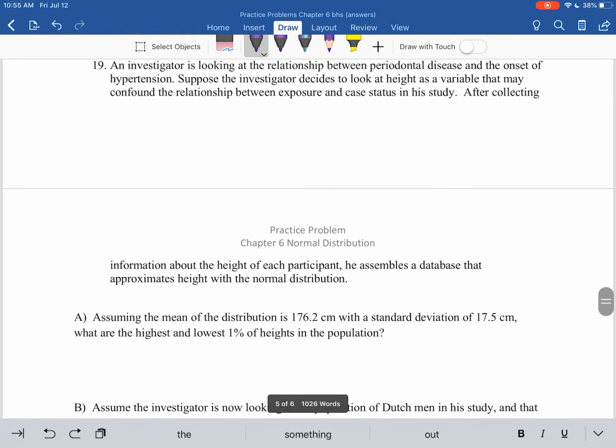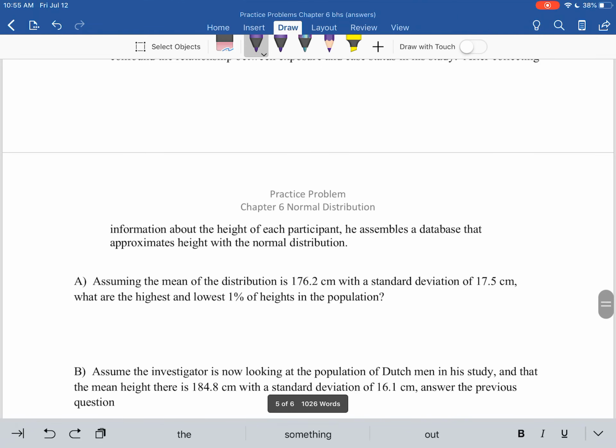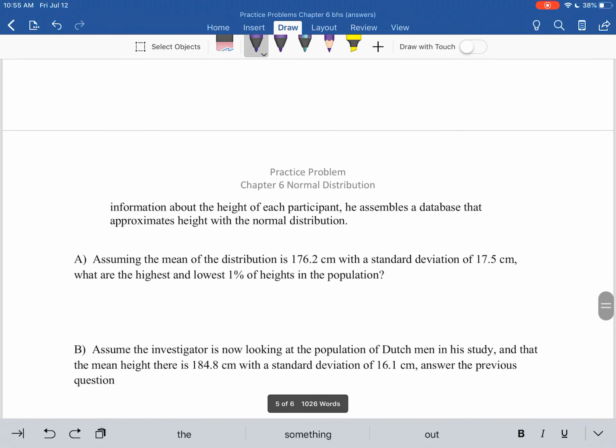An investigator is looking at periodontal disease and onset of hypertension. And so part A has us assuming the mean of the distribution is 176.2 centimeters with a standard deviation of 17.5. We want to find the lowest 1% and the highest 1%. So the lowest 1%, if you think of the outlet, is z.01, and the highest is z.99, right? If you're in the 99th percentile, that's the highest. There's only 1% of people above you, and the lowest 1%, 0.01.